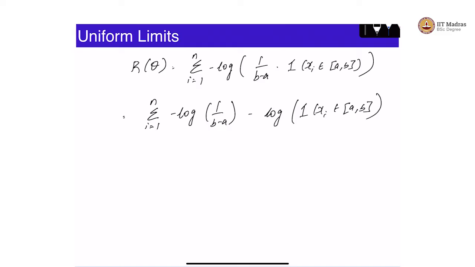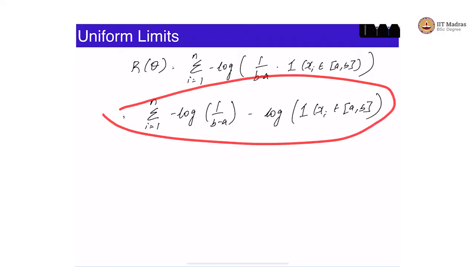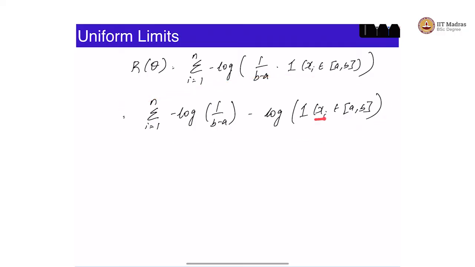So now we have r of theta expressed as follows. What can you say about this function? If even one of the xi's does not belong to [a, b], this is going to be equal to 0 and log of 0 is going to be minus infinity. So minus log of 0 is going to be plus infinity.